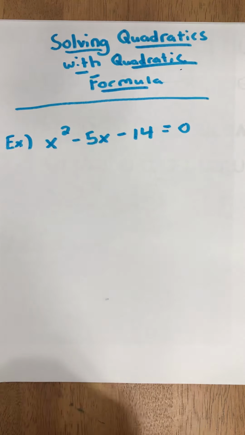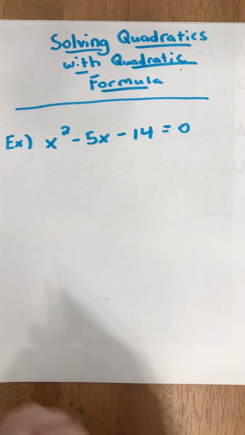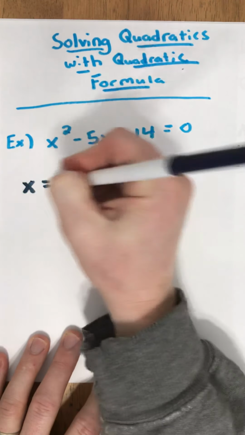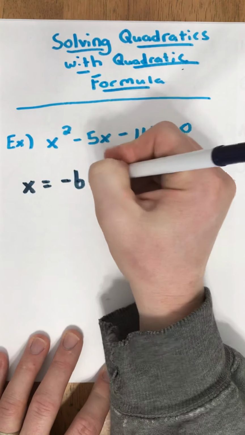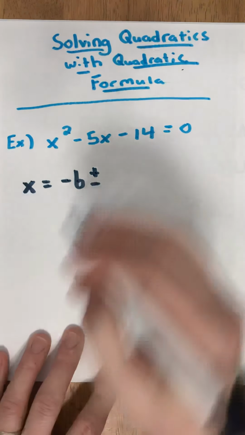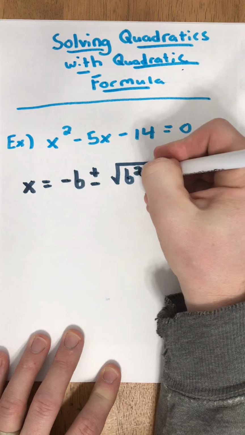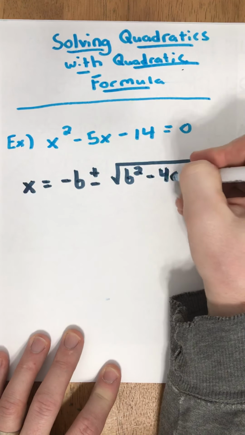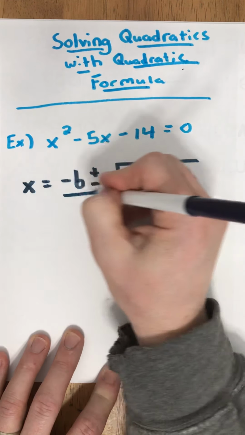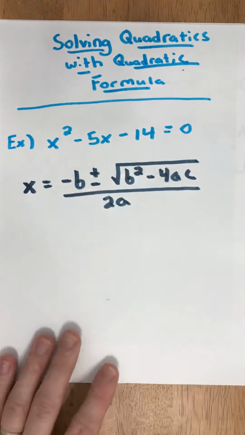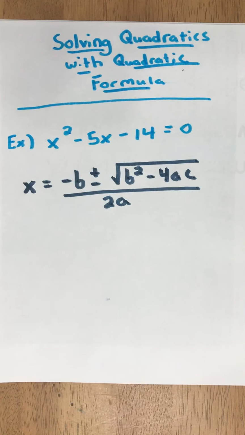So the quadratic formula is another way that we can find roots, and this is what the quadratic formula is. x equals negative b plus or minus the square root of b squared minus 4ac, all divided by 2a. Now, some of you are probably sitting there shaking your head right now going, this seems way, way too complicated.